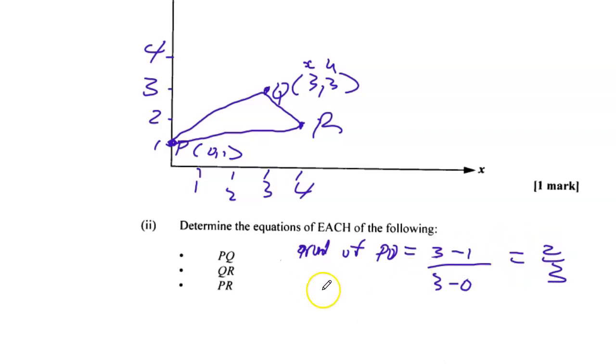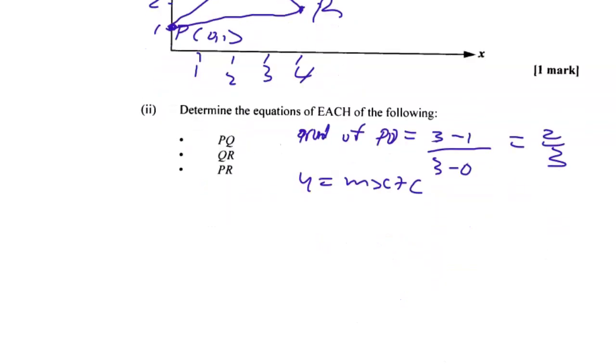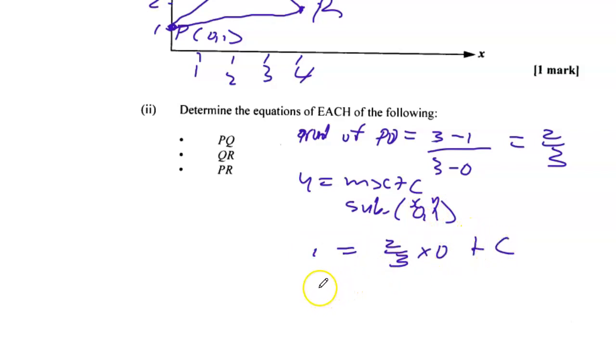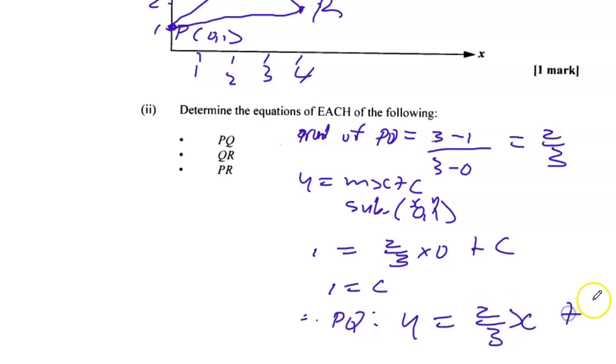Alright, so to find the value of c, using y equal mx plus c. Of course, for PQ, I'm going to substitute 0,1. So y is 1, m is 2/3, x is 0, plus c, so c is 1. So therefore the equation for PQ, y equal mx plus c, is y equal 2/3 x plus 1.